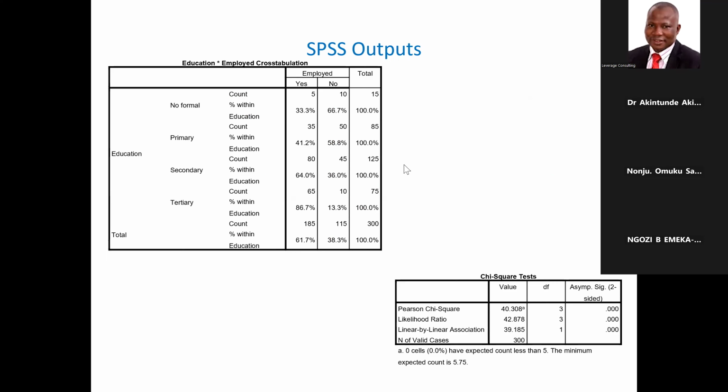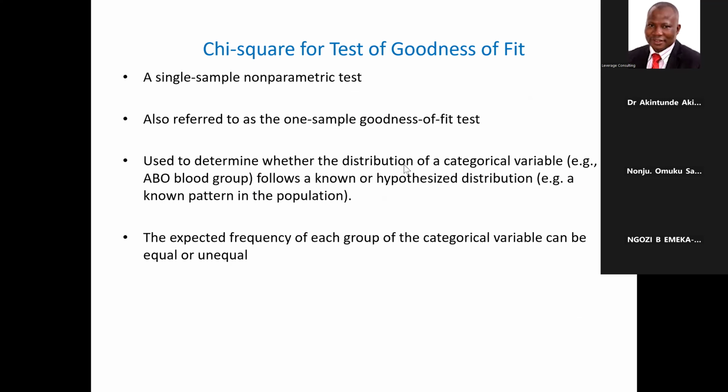Now let's move on. Is there any question on that? We'll move to the next type of chi-square we want to look at, chi-square test of goodness of fit. Is there any question on chi-square for trend? Okay, no question. Let's move to chi-square test of goodness of fit.